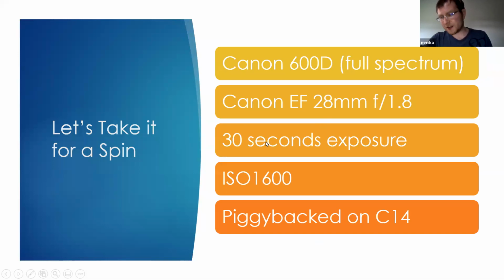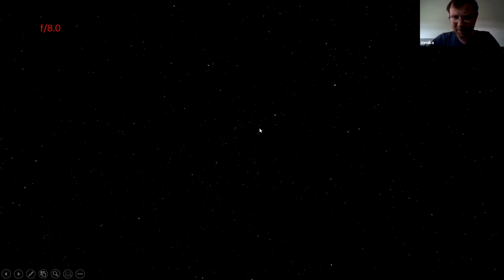So I did a 30-second exposure of the Cygnus constellation. I was piggybacked on a telescope, so I didn't have to worry about tracking or star trailing. Kept the same ISO, same camera, same settings, just used different aperture. So here's a picture at f8 of the Cygnus constellation. We see Deneb, we see Sadr, Albireo, that's the cross of Cygnus. Okay, we got some stars, great. Not impressive for 30 seconds.